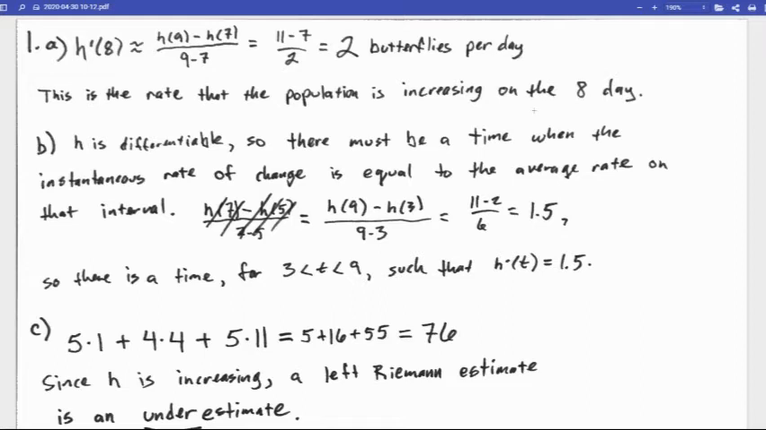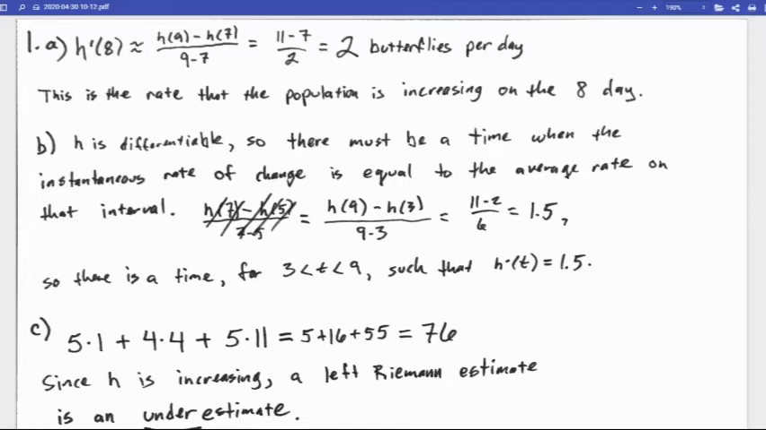Part B, explain why there must be at least one time on this interval between 0 and 14 such that the derivative is equal to 1.5. This is a mean value theorem problem. And notice that I didn't cite the mean value theorem, but I used the mean value theorem that says there's a time when the instantaneous rate of change is equal to the average rate of change.